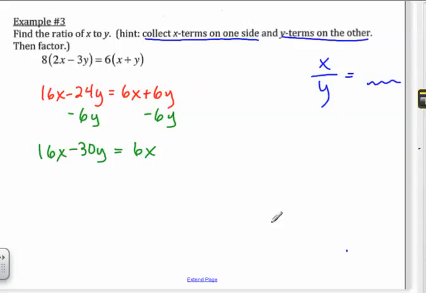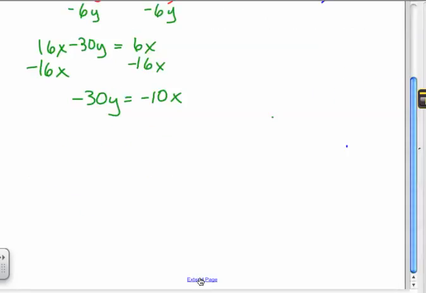Subtract 16x. Joseph says let's subtract 16x from both sides. Okay, well let's do that. So that's going to leave me with negative 30y is equal to negative 10x. Okay, what would you do now? What would you do next, Max?